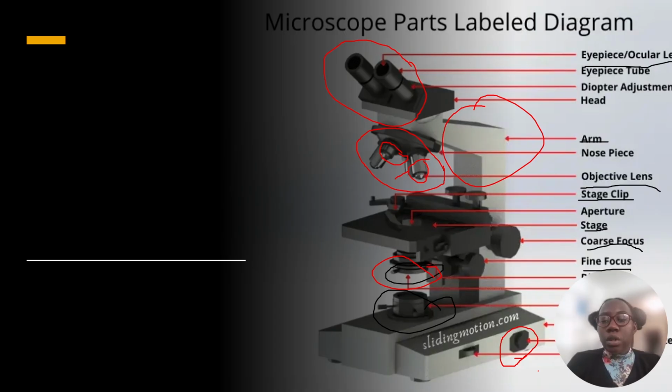And we have the coarse focus here. The coarse focus allows you to move the stage, this part, whose function is to put the specimen on. So the stage is where you put the glass or the specimen that you're going to watch. Maybe it's a cell, or another thing that you have to magnify. And then the coarse focus helps you to raise the stage up and down to be able to focus the image.